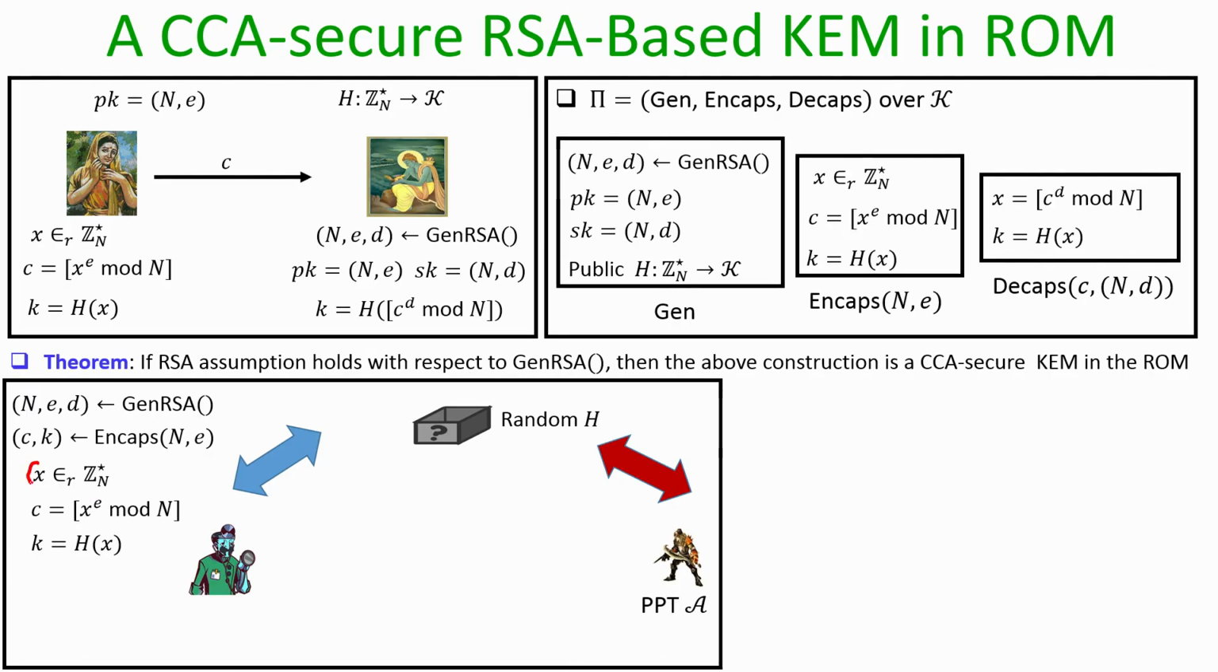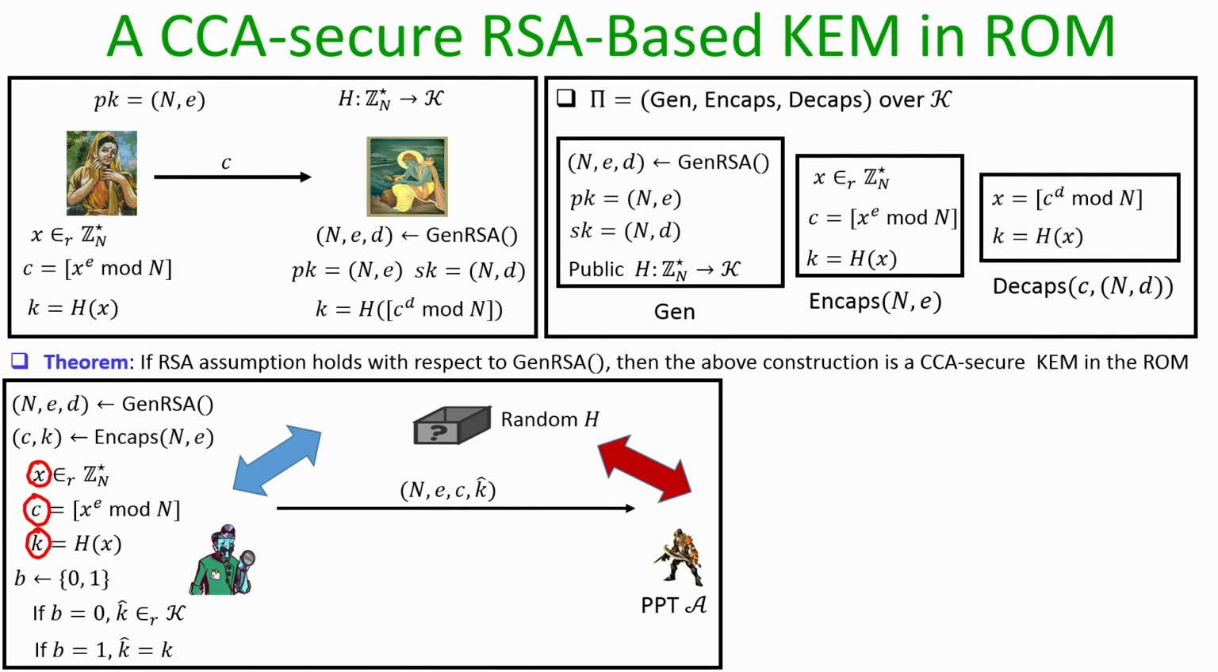Namely, it will pick a random group element X, compute the output of the RSA function on that X, and map that X to the key space fancy K. Then it will prepare a challenge for the adversary by tossing a fair coin. If the coin is 0, a random element from the set fancy K is picked; otherwise the challenge is the key K which is encapsulated in C. The challenge is thrown to the adversary: the public key n, e, the encapsulation C, and a key K hat. The adversary has to find out whether K hat is generated as per the method b equal to 0 or b equal to 1.